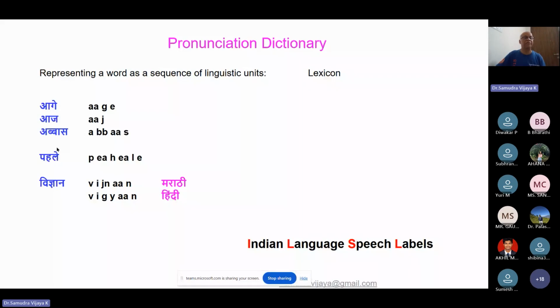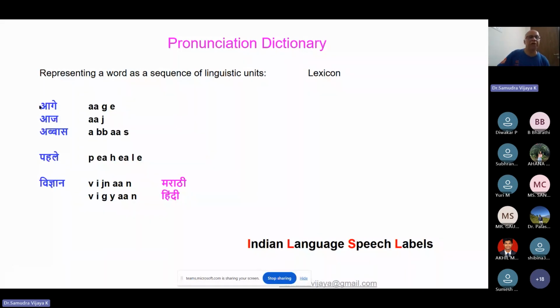For example, this one: when I first learned Hindi, I read this as Ahale because I read it letter by letter. But pronunciation-wise, it is Pehle. So there are certain rules of pronunciation. When Ha is preceded by A, then this should be pronounced like this. That's a rule. Even some words, let's say the word science, in Marathi it is pronounced as Vijnan. In South Indian languages also it is pronounced as Vijnan. In Hindi it is pronounced as Vigyan, and written differently too.